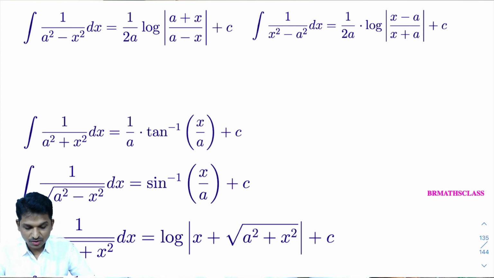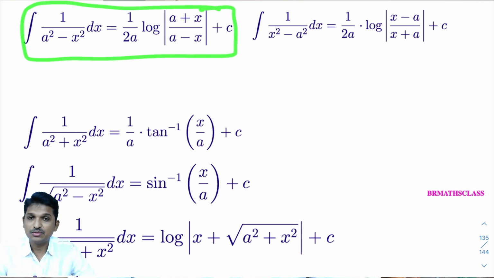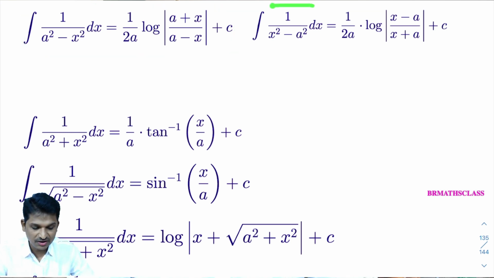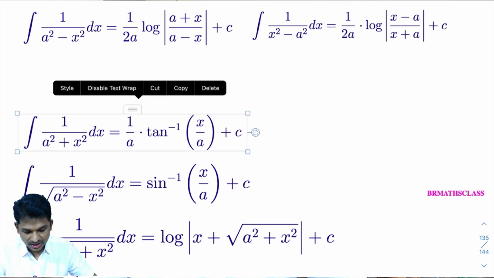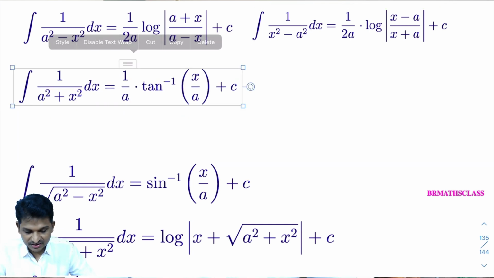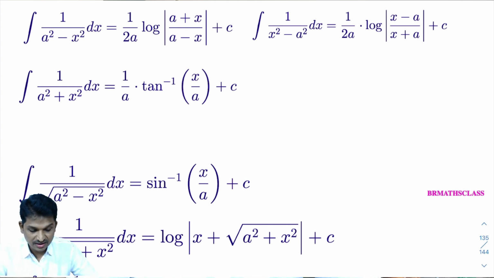So what is the first one? Integral of 1 divided by a square minus x square dx. Second one is integral of 1 divided by x square minus a square dx. Third one, integral of 1 divided by a square plus x square dx is 1 by a into tan inverse of x by a plus c. Whatever results I am discussing now, in today's class I am going to do problems based on these only.